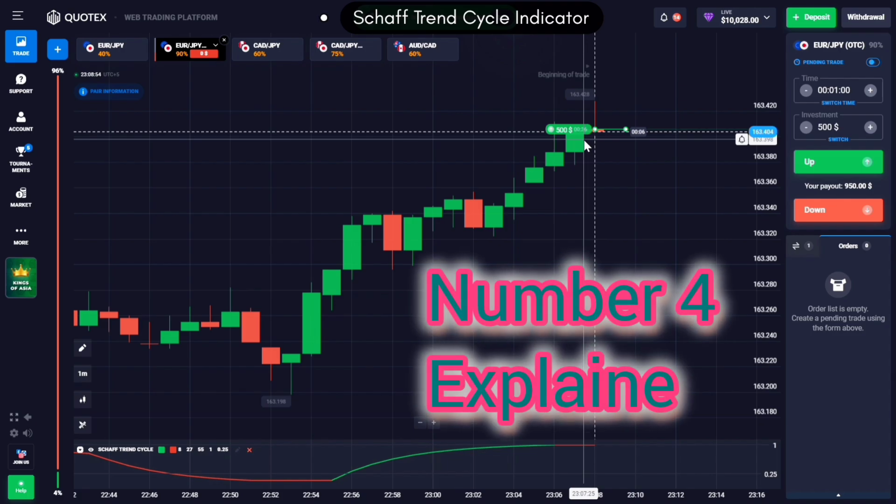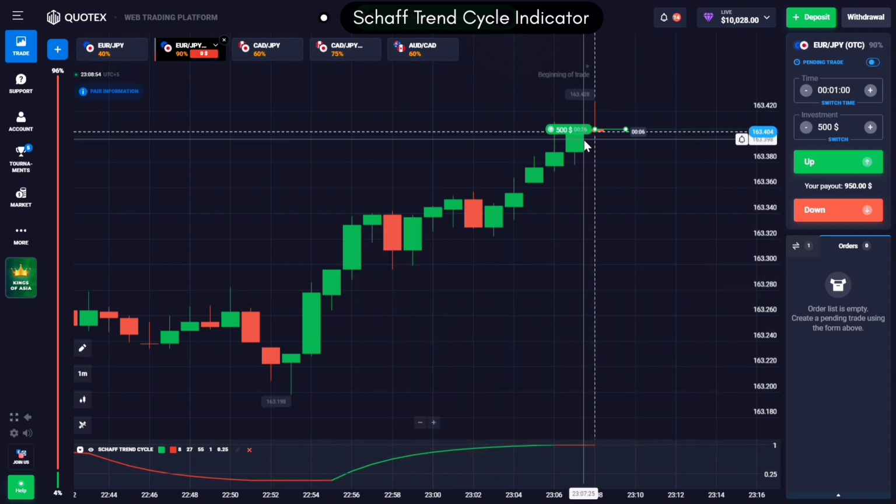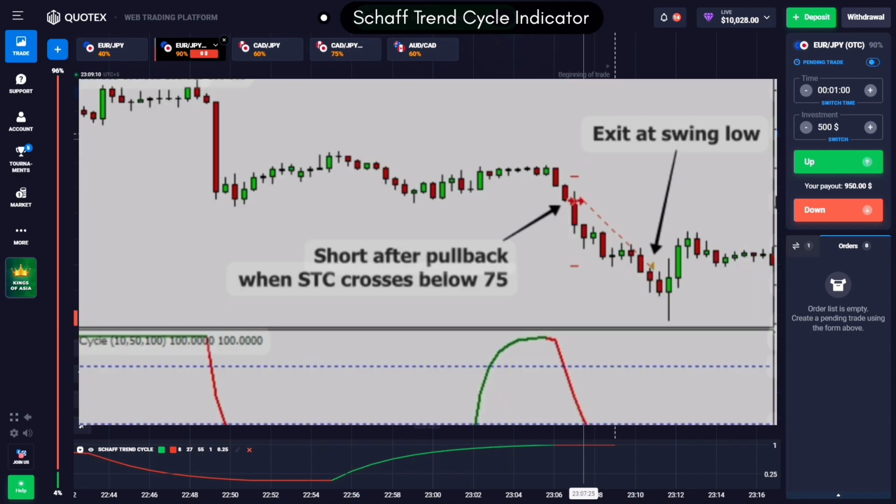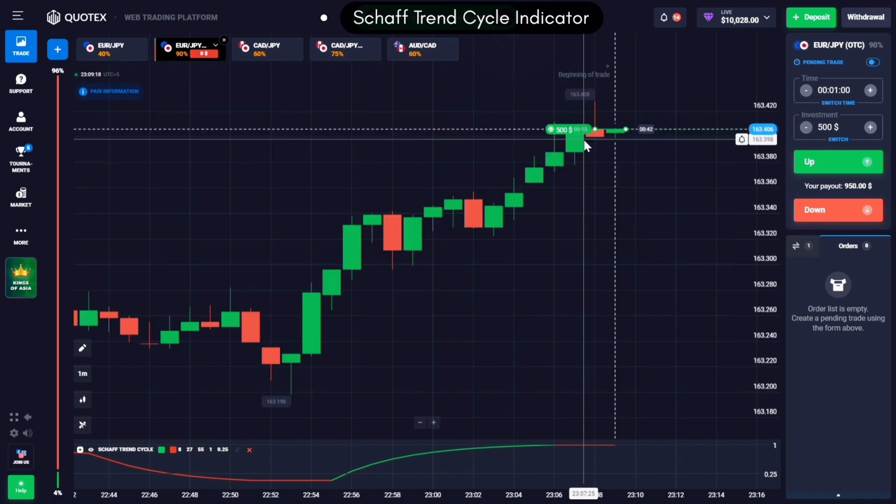Number 4. Explain the indicator. The Schaff Trend Cycle Indicator is a valuable tool for traders looking to identify trends and predict price movements. Remember to always combine the indicator with other forms of technical and fundamental analysis to maximize your trading success.